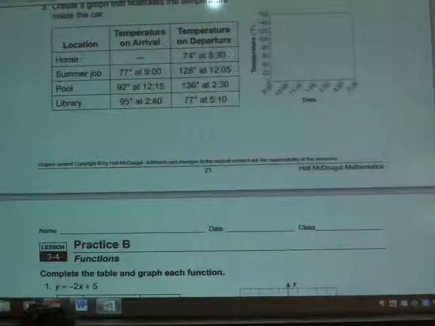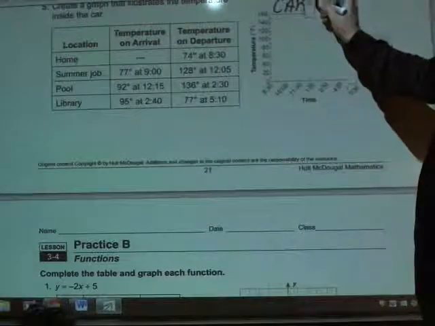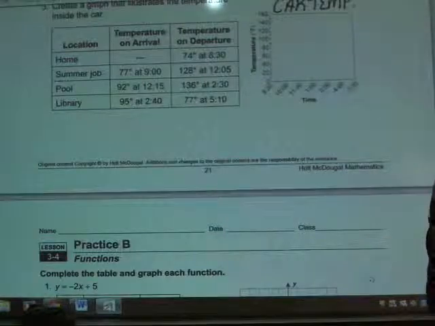Now, the one thing the graph is missing that would be helpful is a title. So let's go ahead and put a title on this to say we've done this correctly. We're going to entitle this Car Temperature. Realize that this is going to be a line graph because it's looking at something over time, and that's what a line graph does. A line graph is a graph that compares data over time.